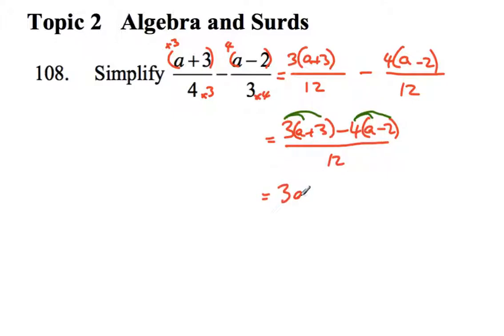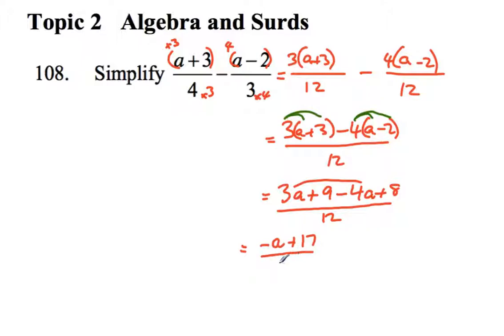We actually have 3a plus 9 minus 4a, and then we'd have minus 4 times minus 2, which is plus 8, all over 12. And we can collect these like terms. 3a minus 4a is minus 1a. And then 9 plus 8 is 17. And that's got to be over 12.